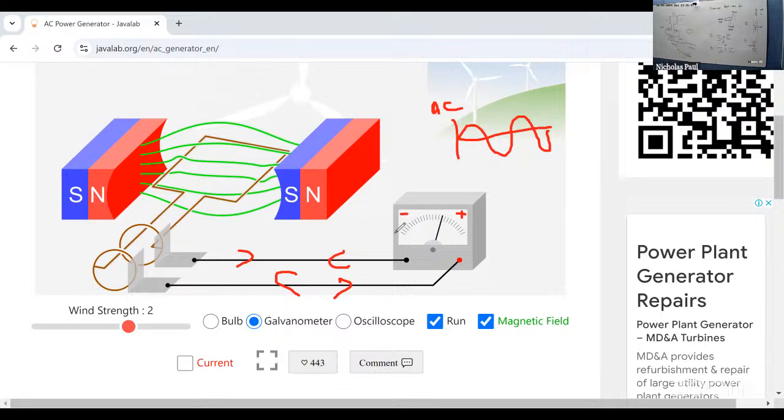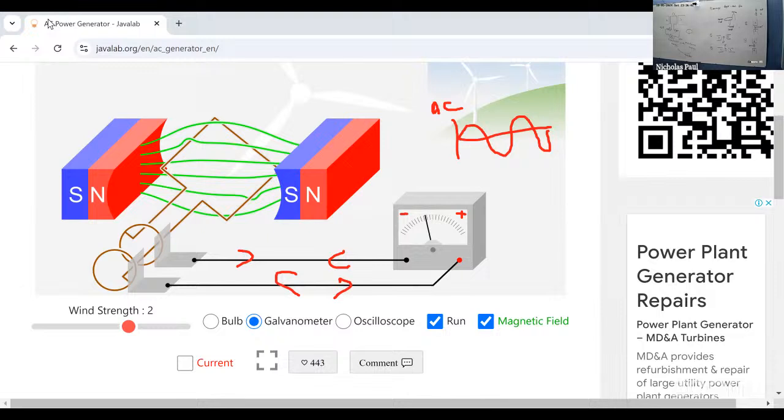But before we explain the generator, we have to learn two rules, right? So underneath this, I'm going to head up Faraday's law and Lenz's law. Faraday's law and Lenz's law. Yeah? You got that part.